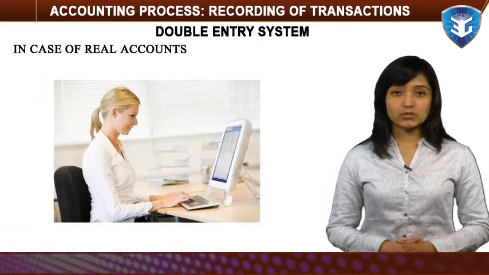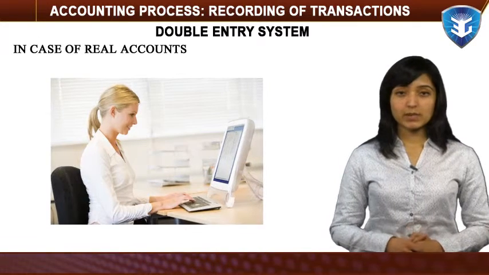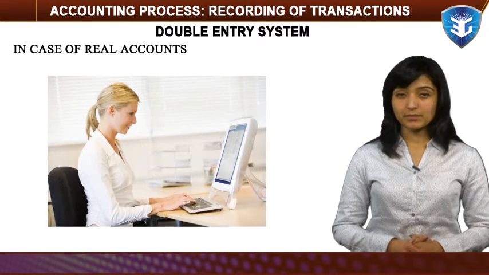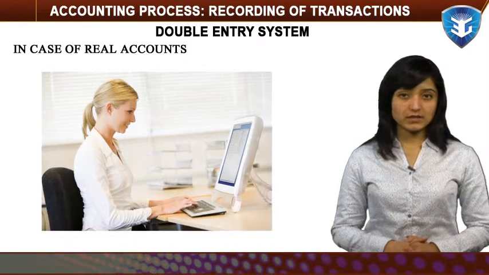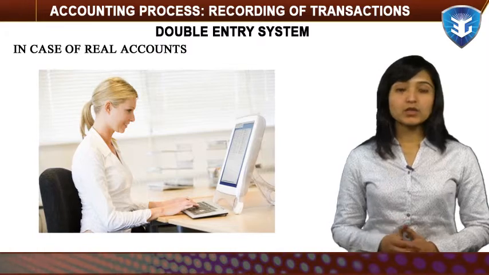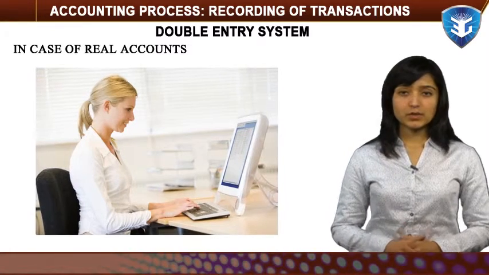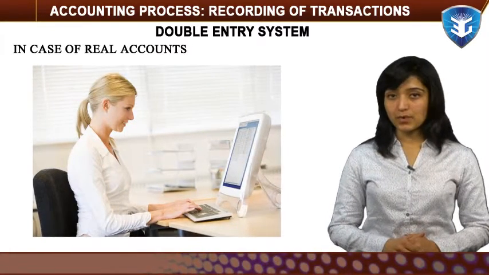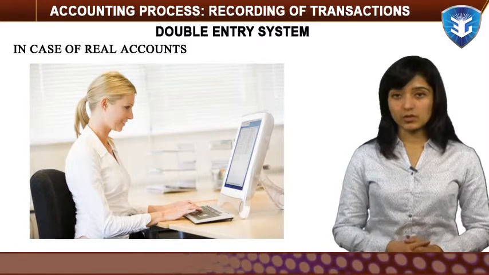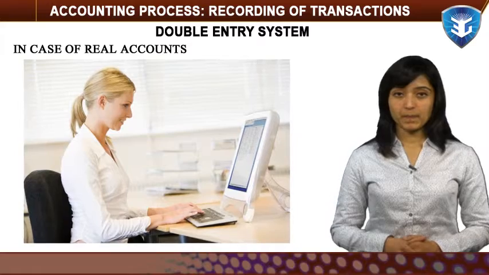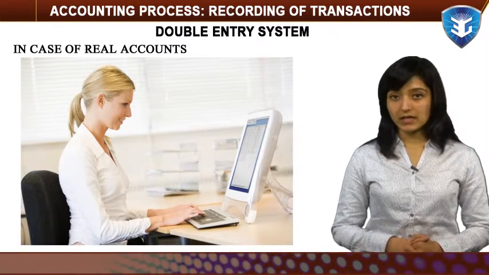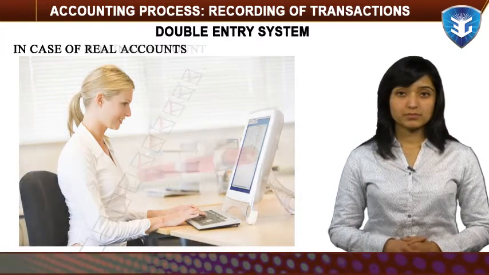In case of real accounts, a debit in the real account implies that an asset is purchased. Any further debit in the real account means more acquisition of the asset, and this would increase the value of the asset. Any credit in the real account implies that some part or whole of the asset is sold off, and this would reduce the value of the asset. Here the debtor is what comes in and the creditor is what goes out.